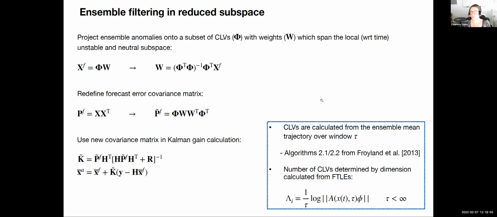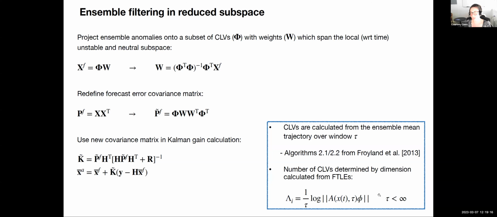We calculate the CLVs using the ensemble mean trajectory over a given window, and we use algorithms I've listed here from Gary Froyland's work in 2013. And the number of CLVs that we're going to use at each analysis step, we determine by calculating a pseudo-dimension measure from the FTLE, the finite-time Lyapunov exponent. So we're not actually going to take our tau to infinity.